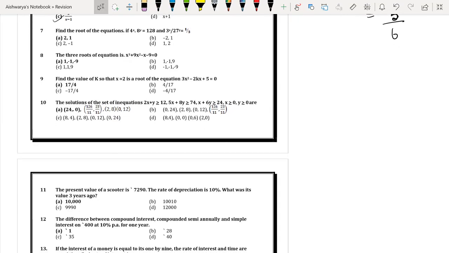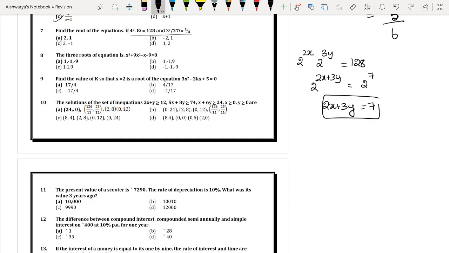In question number 7, find the root of this equation. Okay, roots of this equation, 4 is nothing but 2 square, so I'm going to write it as 2 power 2x. 8 is nothing but 2 cube, I'm going to write it as 2 power 3y. This is equal to 128. So this will become 2 power 2x plus 3y. 128 is nothing but 2 power 7. So what you get is 2x plus 3y is equal to 7. This is one of your equations.